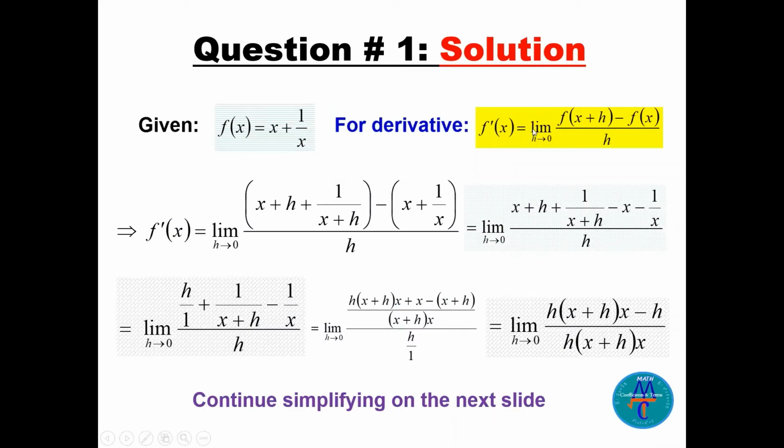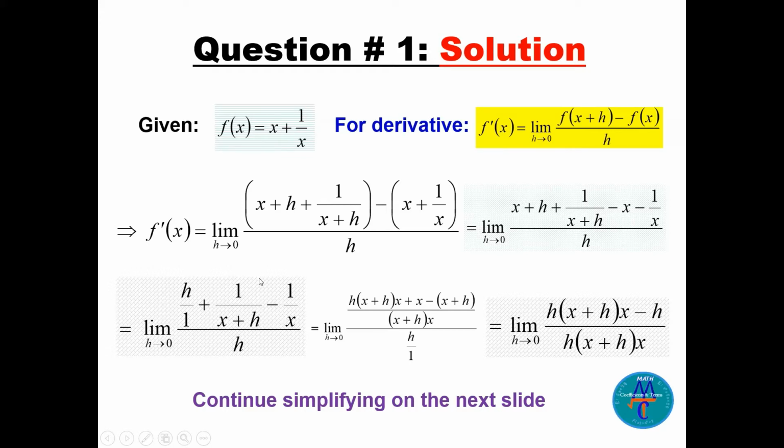f prime of x will be the limit of this difference quotient, f of x plus h minus f of x, divided by h. So I can replace x plus h in the function here. It will be x plus h plus 1 over x plus h, minus the function itself. Now just expand here. Take all the brackets out. It will be this one minus x minus 1 over x. Cancel the x here. So we have h over 1, 1 over x plus h minus 1 over x.